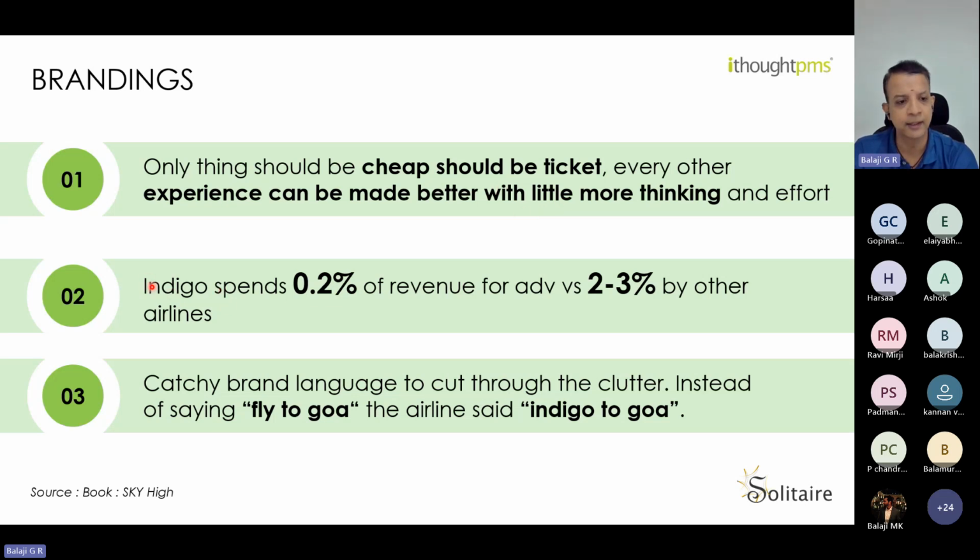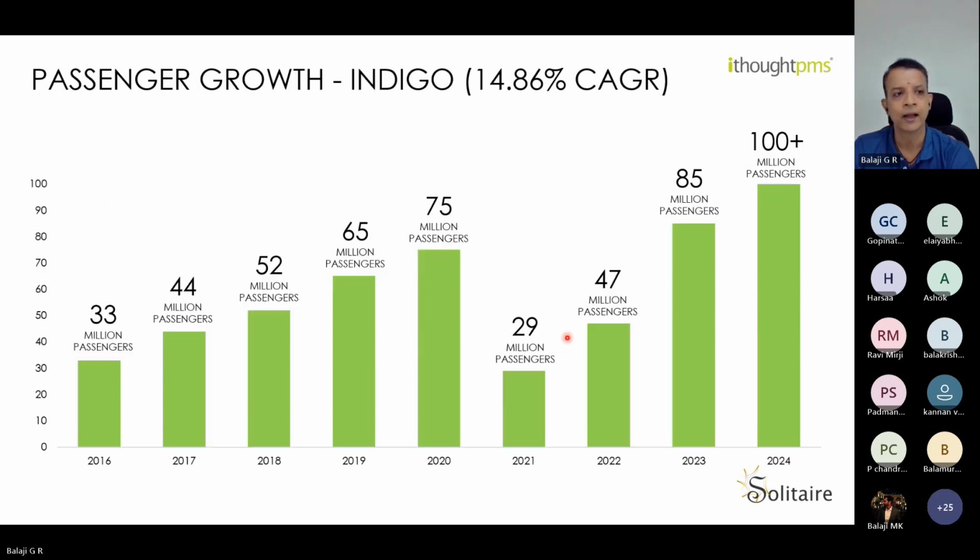Another interesting data point on Indigo is that it spends very roughly 0.2% of revenue on advertisement, vis-a-vis a typical airline that spends 2 to 3%. And they've done something interesting with brand language. Instead of saying fly to Goa, they used to say Indigo to Goa, reflecting the brand becoming synonymous with fly. And that's where I think the current market share is also reflecting.